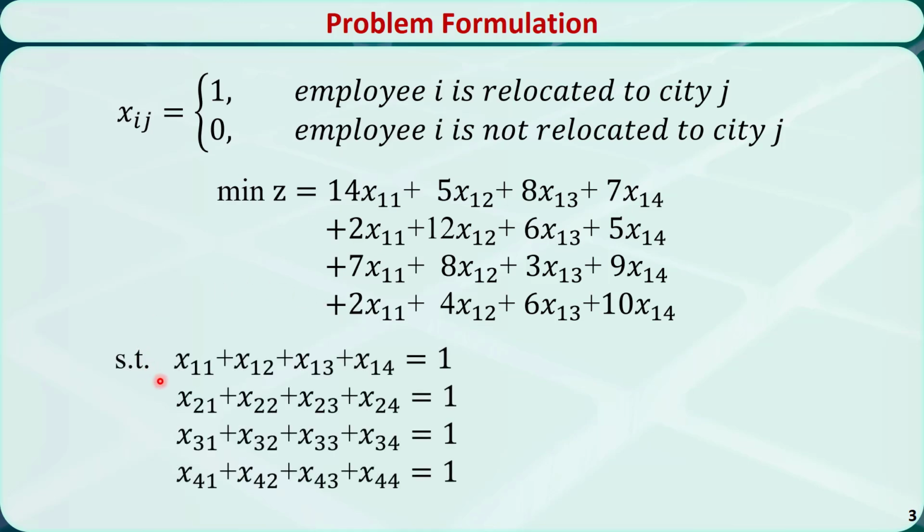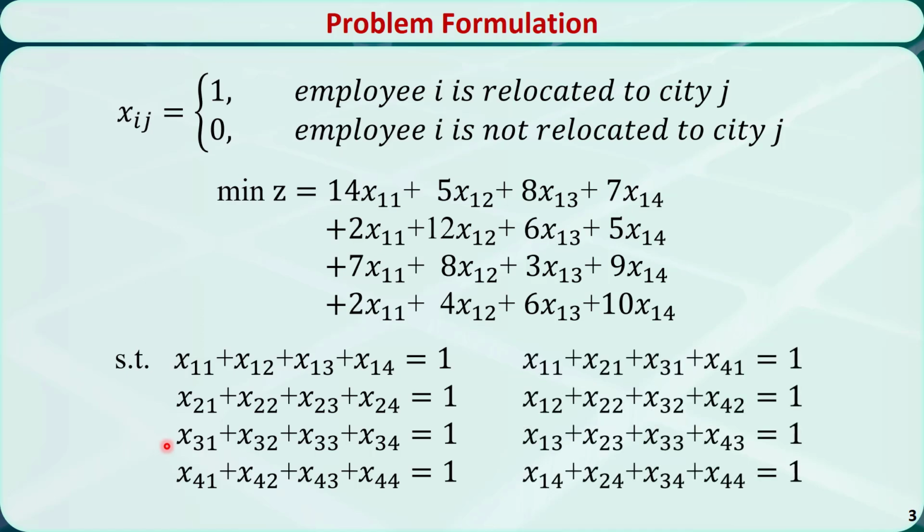As for the constraints, each employee must be moved to only one city. The sum of relocating employee 1 to city 1, city 2, city 3, and city 4 should be exactly 1. We have this constraint for employees 2, 3, and 4 as well.